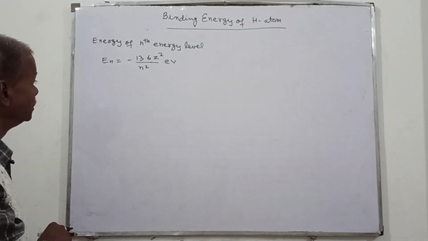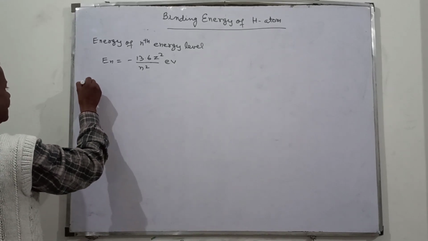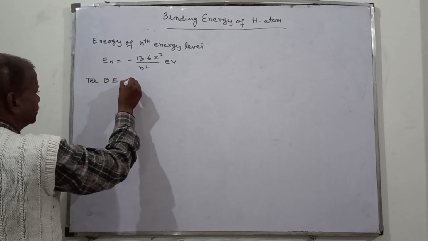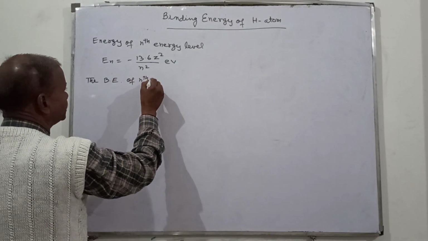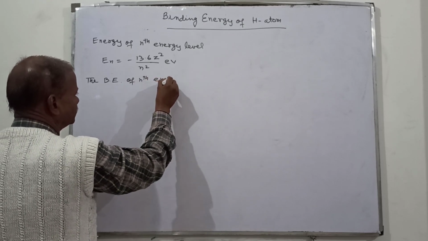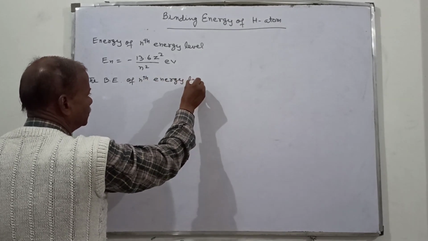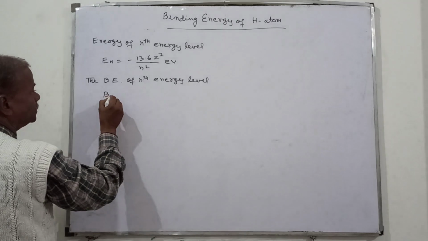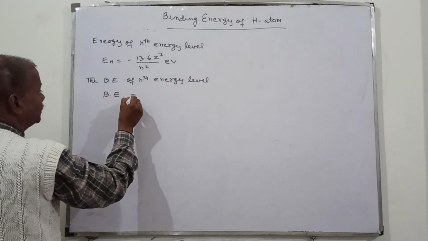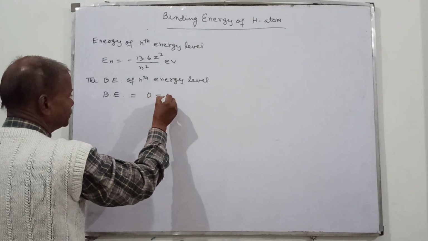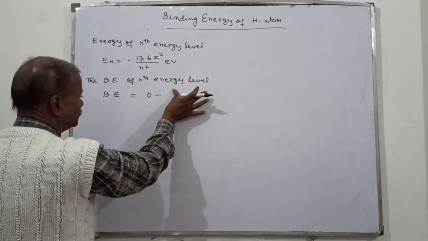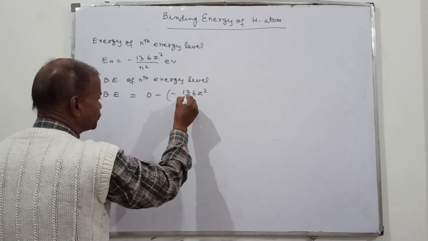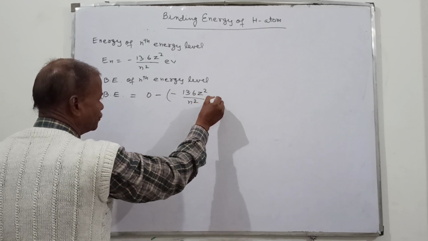And we know that the binding energy of the nth energy level is equal to 0 minus En, which is 0 minus minus 13.6 Z square upon N square electron volt.